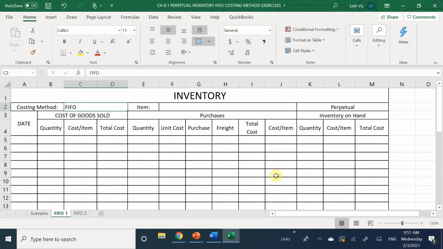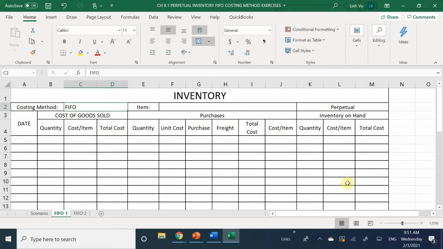So I posted this on the Google Class. So notice this. You have 3 sections. Your first 3 columns are going to be your cost of goods sold. Your middle section right here is going to be your inventory worksheet, or your inventory workspace, we call it, or where your purchases are. And then here on the last 3 columns on the right is going to be your inventory on hand.